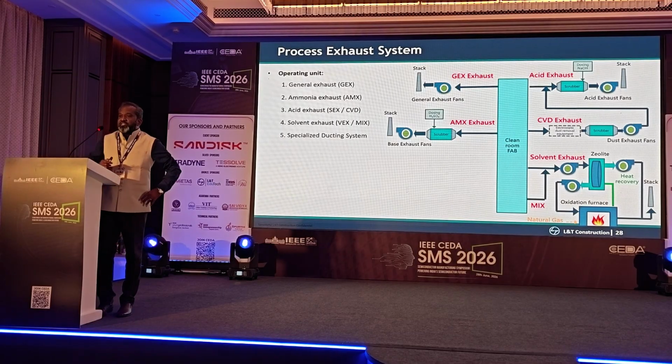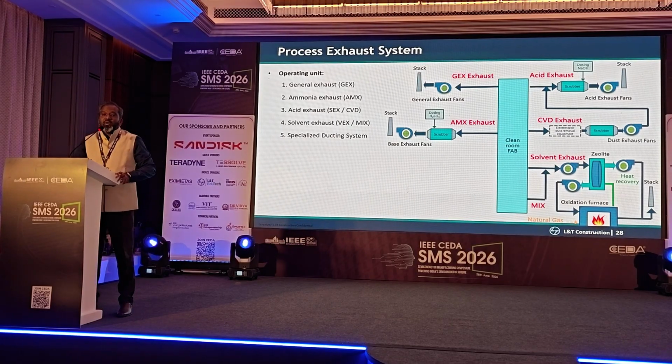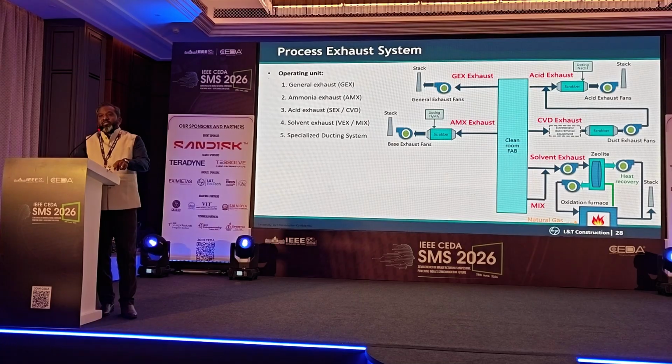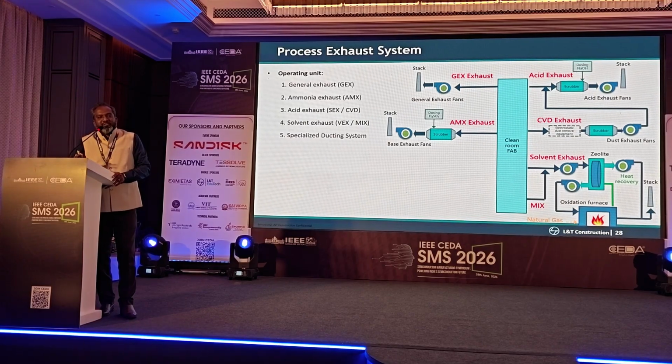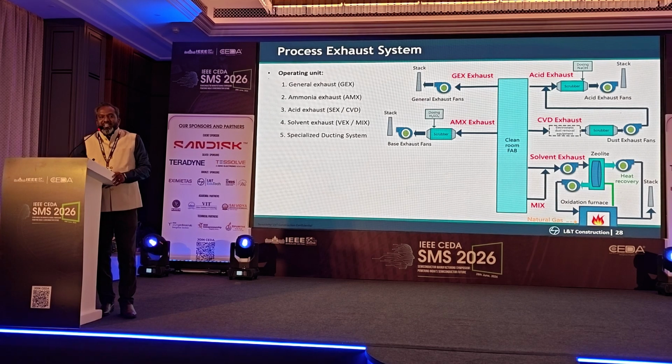Process exhaust. This is a very important one. If this process exhaust doesn't work, you could easily see birds just falling down when they fly through the fab, right? That's the first indication. So that is the toxic gases that we are dealing with. This needs to be dealt with before we let it out.